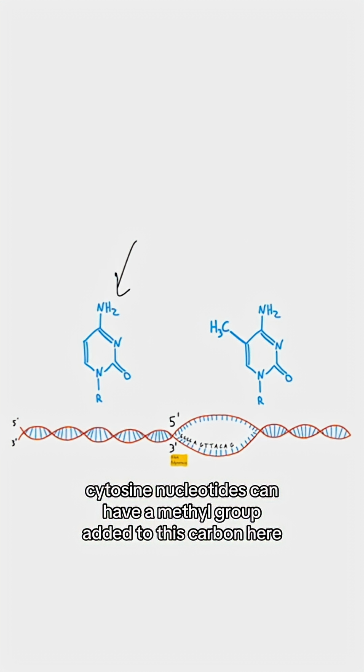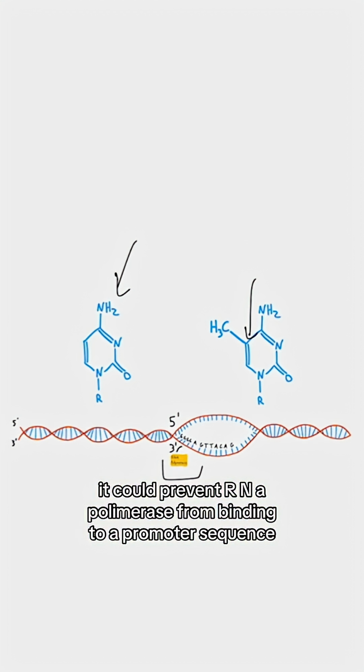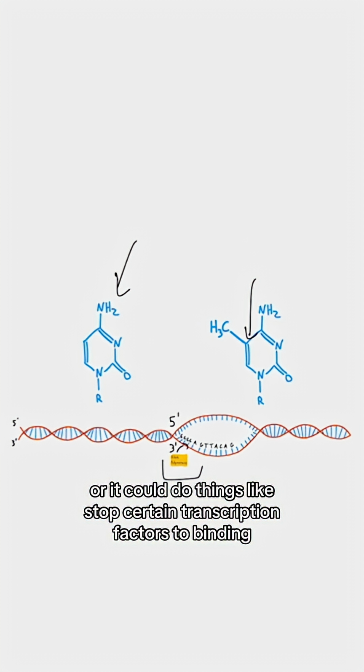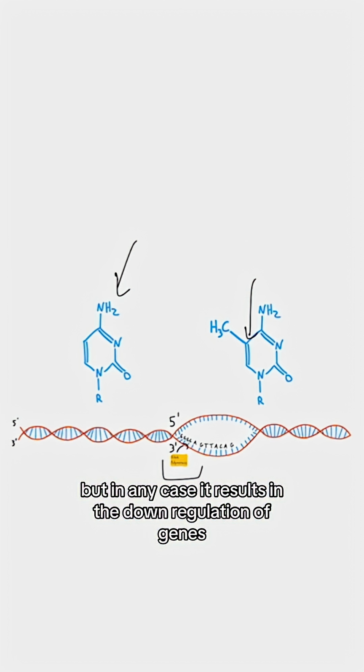Next, we have DNA methylation. Cytosine nucleotides can have a methyl group added to this carbon here, and when we add that methyl group, it'll silence genes through a variety of mechanisms. It could prevent RNA polymerase from binding to a promoter sequence, or it could do things like stop certain transcription factors from binding where they need to bind. But in any case, it results in the downregulation of genes.